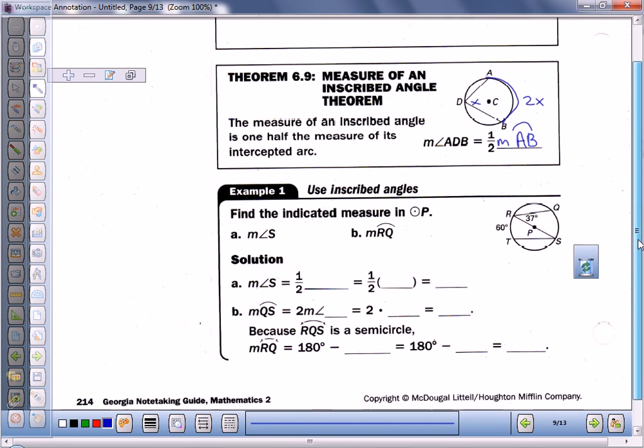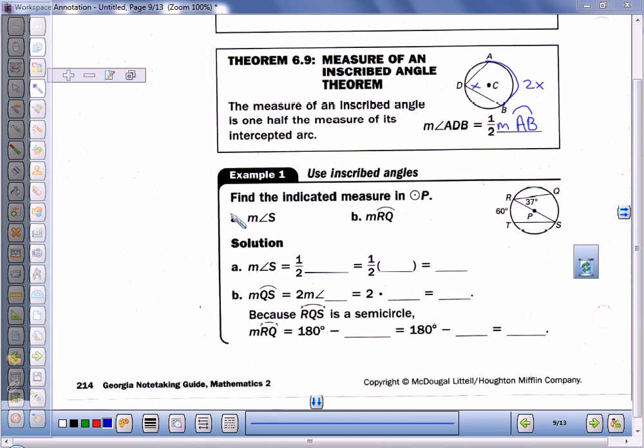So if we take a look at this, find the measure of angle S. So angle S is right here. Let's find the intercepted arc. Well, there it is. It's RT. So the measure of angle S is going to be 1/2 the measure of arc RT, which is half of 60, which is 30 degrees. Any questions?